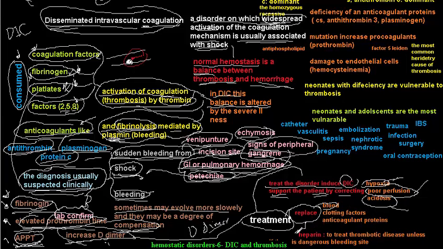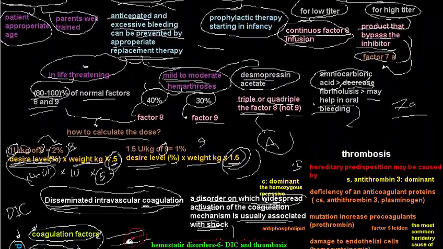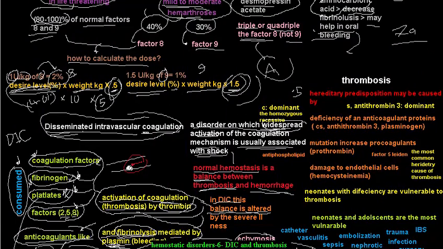And the final thing is to give heparin. Heparin is to treat the thrombotic disease unless we have a dangerous bleeding site. So if we have intracranial hemorrhage, for example, we can't give heparin. Okay, so it is to treat thrombotic disease with caution because we have bleeding in DIC. This is all I want to talk about in DIC.